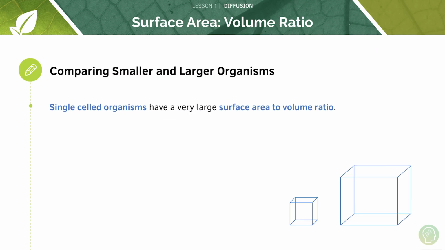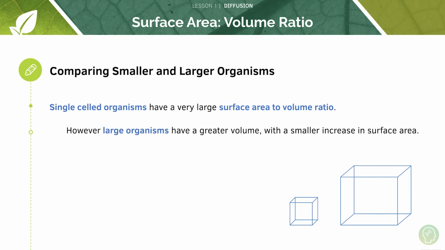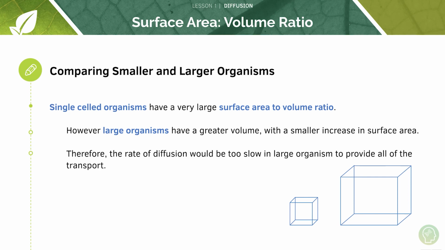Now, let's compare smaller and larger organisms. This is now having a look at what surface area to volume ratio actually means. Single-celled organisms, as I said earlier, have a very large surface area to volume ratio. However, larger organisms have a greater volume with a smaller increase in surface area. Therefore, they have a lower surface area to volume ratio, and this means that the rate of diffusion would be too slow in large organisms to provide all the transport. Therefore, these organisms require a transport system, which is why we have so many transport systems.